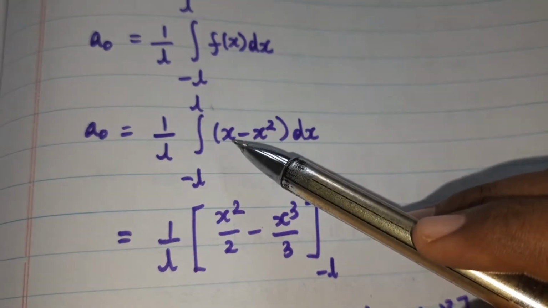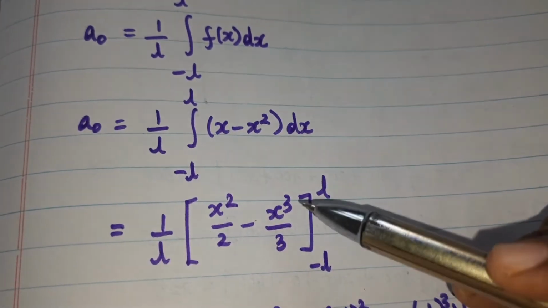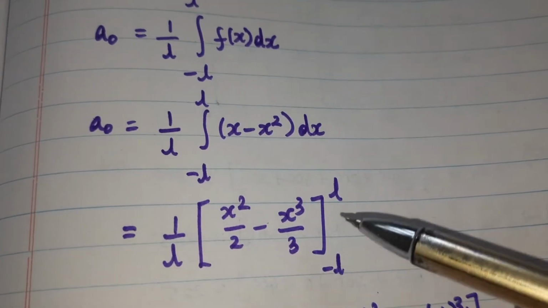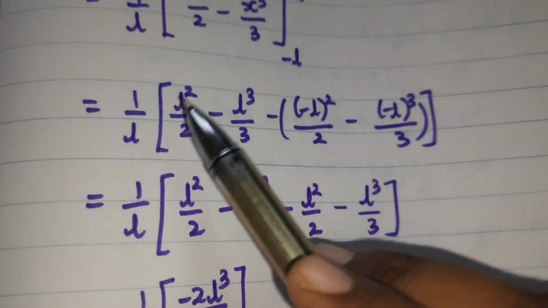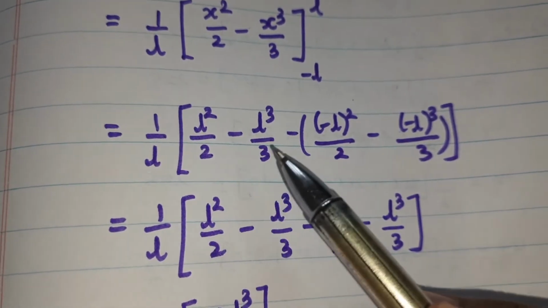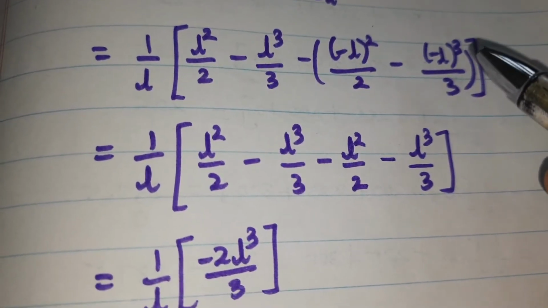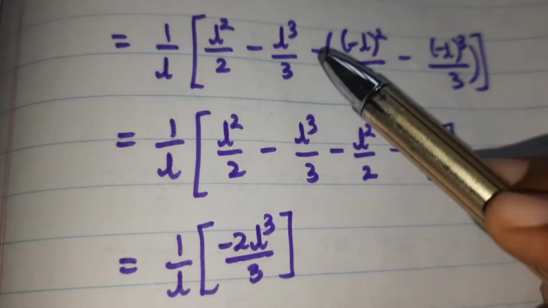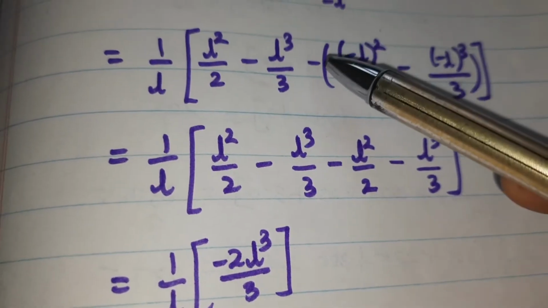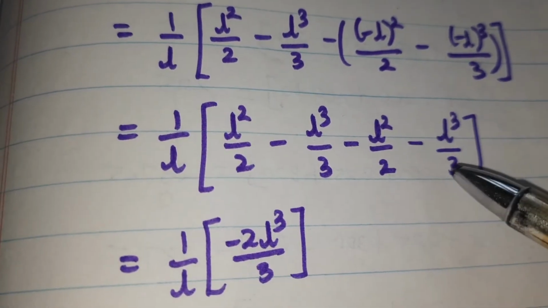So, integration of x is x square by 2 and integration of minus x square is minus x cube by 3 to the interval minus L to L. Substitute L and minus L here. Therefore, 1 by L into L square by 2 minus L cube by 3 minus L square is L square minus L cube is minus L cube. So, minus into minus plus L cube. Then multiply with minus. Therefore, minus L square divided by 2 minus L cube divided by 3.